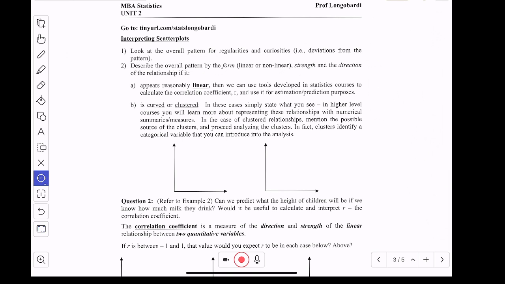If the relationship appears to be linear, then we can use tools developed in our statistics class to calculate what's called the correlation coefficient. So this would be the statistic that we would calculate in the event that we see a linear relationship. Then we use the R that we calculate to actually find that line, that special line. Alternatively, the relationship could turn out to be curved or clustered.